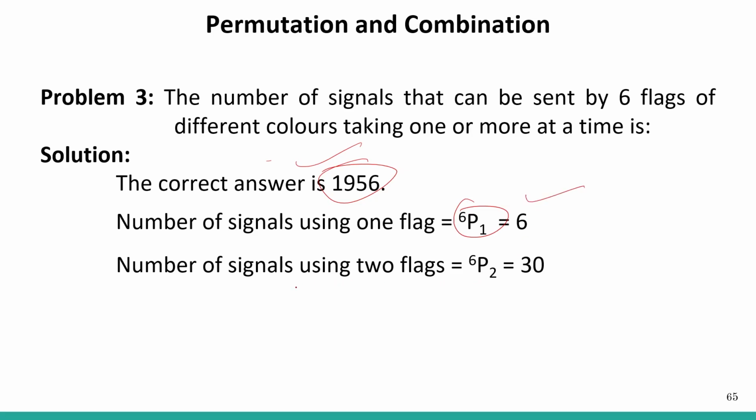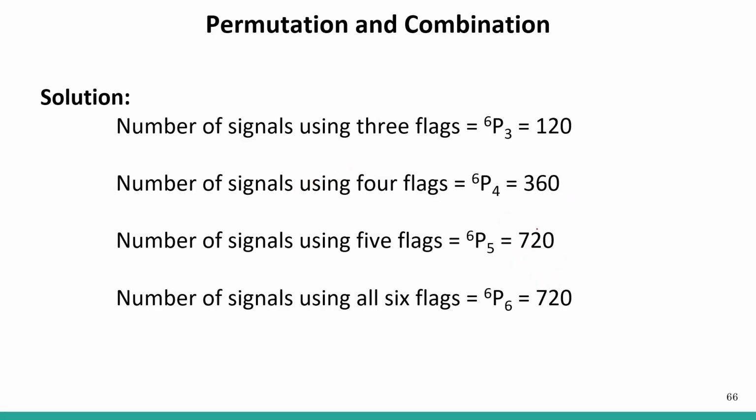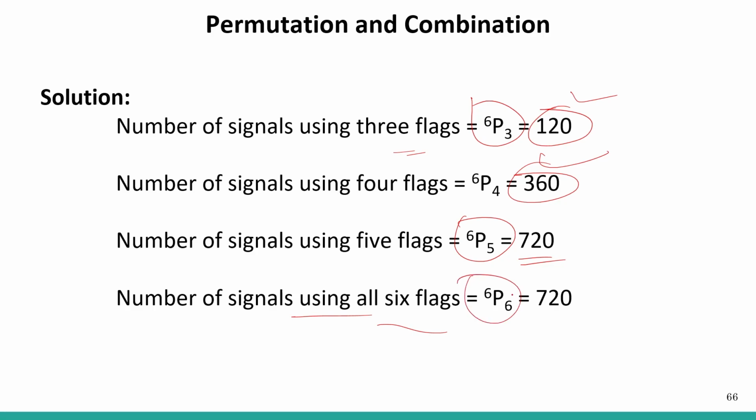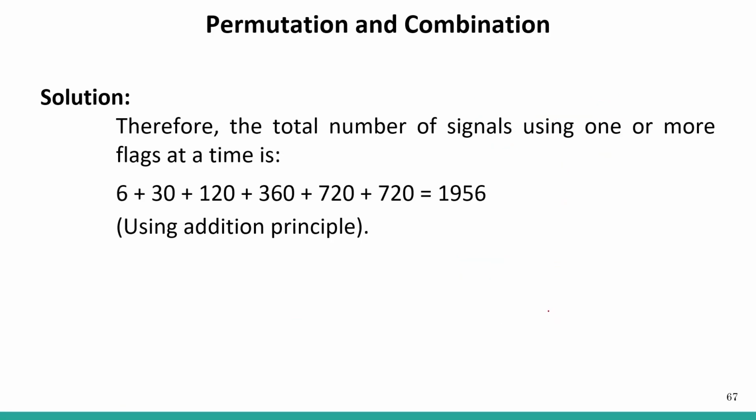So the number of signals using 2 flags is what? 30. Using 2 flags we can give 30 signals. Using 3 flags it is 6P3, that is equal to 120. Using 4 flags it is 6P4, that is equal to 360. Using 5 flags it is 6P5, that is equal to 720. Using all the 6 flags it will be 6P6, that is 720. So the total number of ways is 1956, summing all these up.